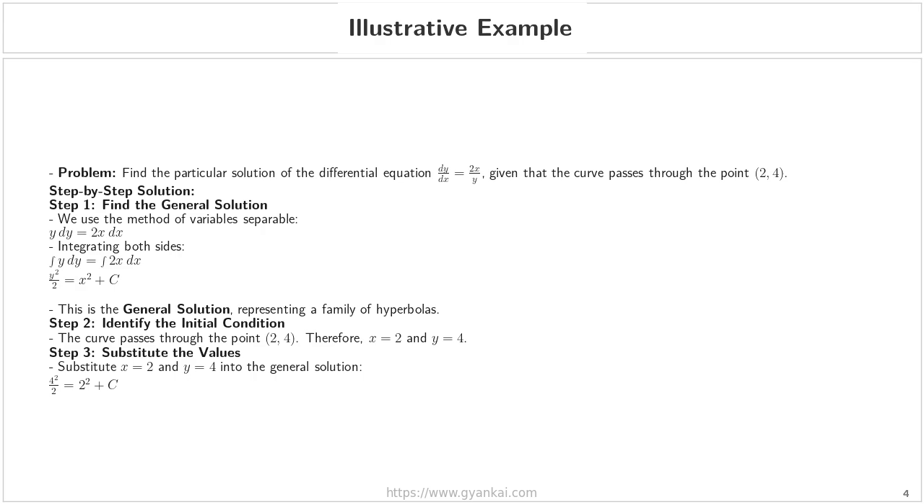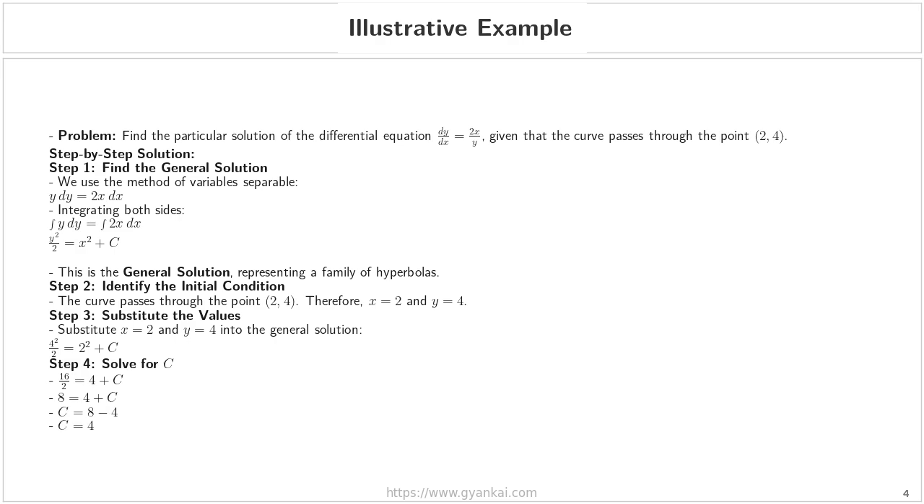This gives us 1/2 of 4 squared equals 2 squared plus c. Step 4, now we simply perform the algebra to solve for our unknown constant. 4 squared is 16, and 16 divided by 2 is 8. On the other side, 2 squared is 4. So, 8 equals 4 plus c. Subtracting 4 from both sides, we find that c equals 4.